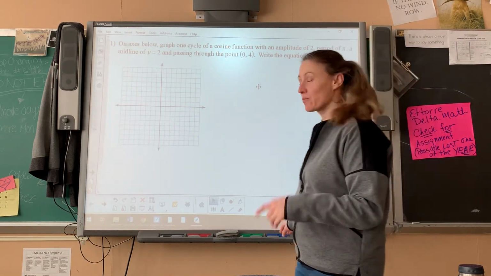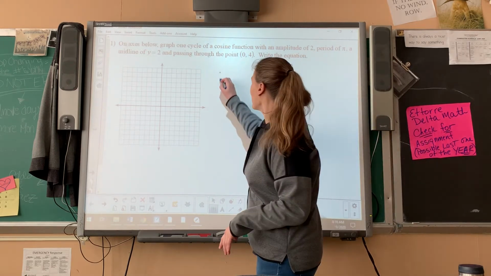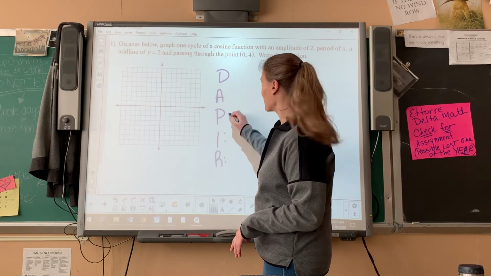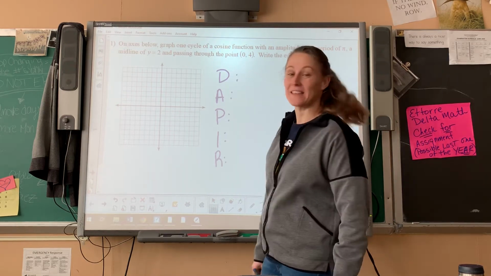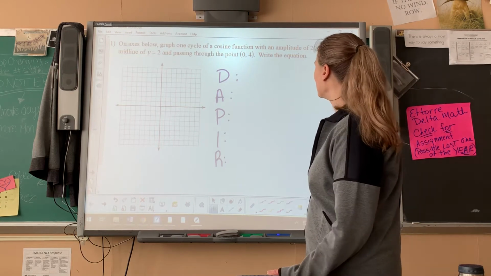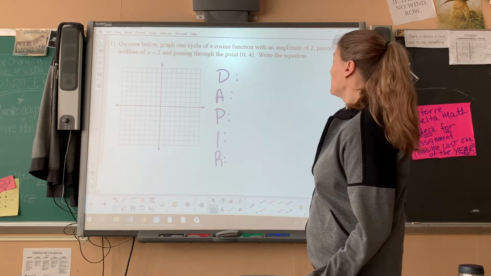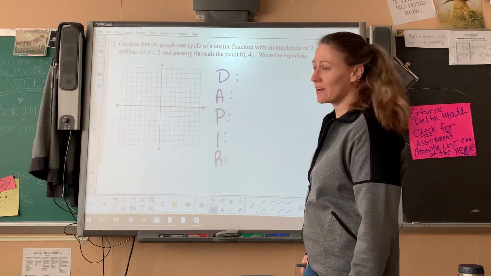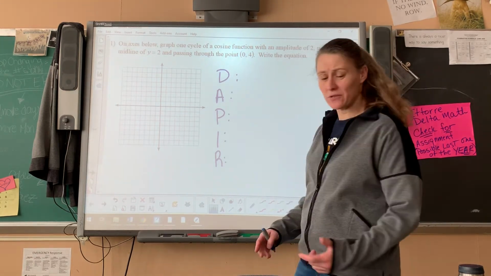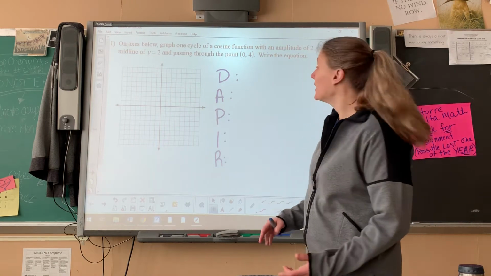So let's just review the graphing piece. So with graphing, we do the DAPPER. So you need your D, an amplitude of 2, period of pi, midline of y equals 2. So in order to figure out your D, there's a few ways you can go about doing that.